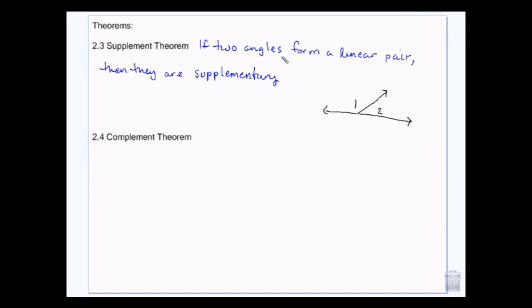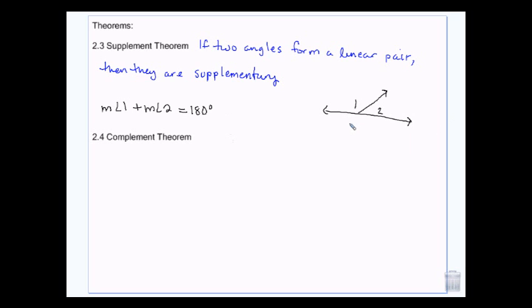Okay, so we have, if two angles form a linear pair, then they are supplementary, which means that the measure of angle 1 and the measure of angle 2 will equal 180. We already knew the definition of linear pair. We already knew the definition of supplementary. Now it's just a formal theorem.